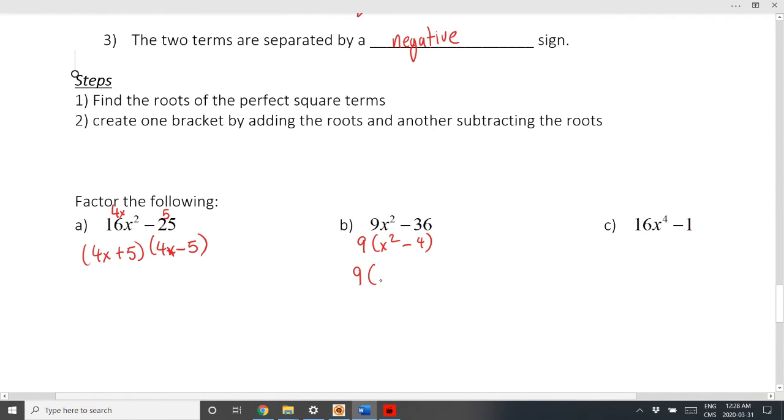So we're going to have x. We're going to find out what the root is of this. This is just going to be x, and this is just going to be 2 for each of these. So we're going to have x plus 2, and then x minus 2. And that's it.